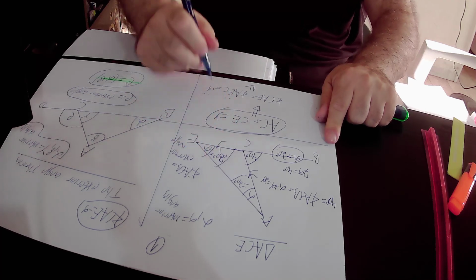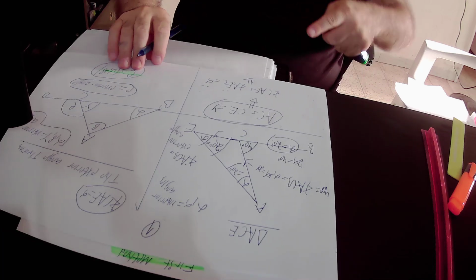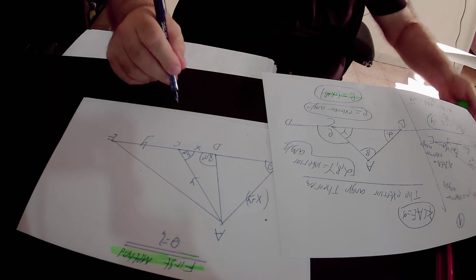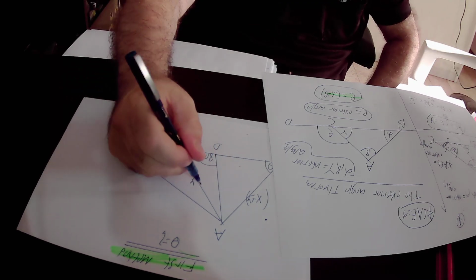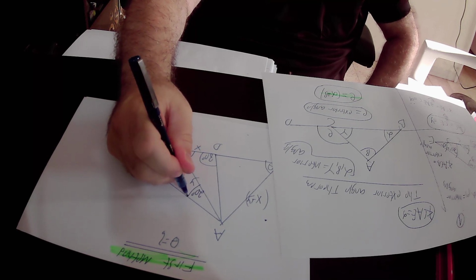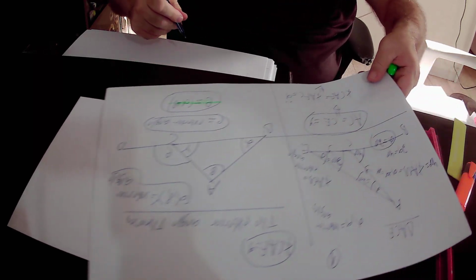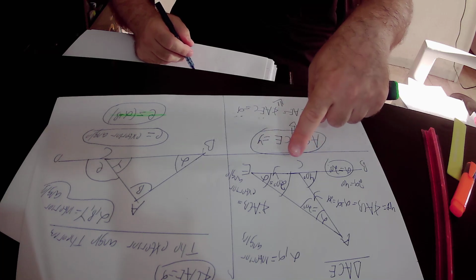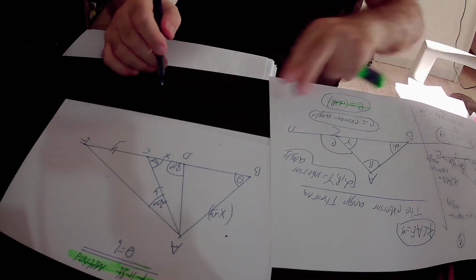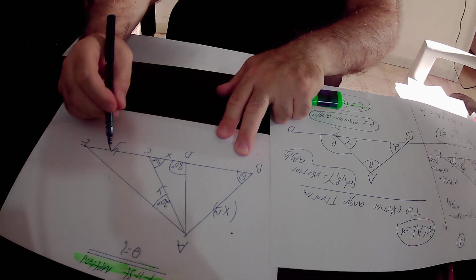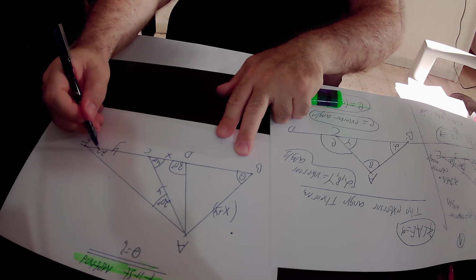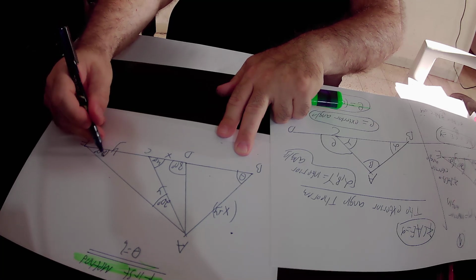Okay, so here we actually found out that angle CAE equals 20 degrees. This is angle CAE that is equal to alpha, which is equal to 20 degrees, and here angle AEC is equal to alpha, which equals 20 degrees.